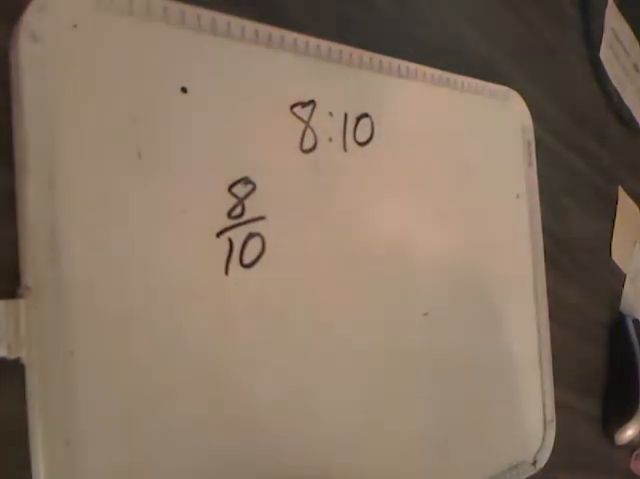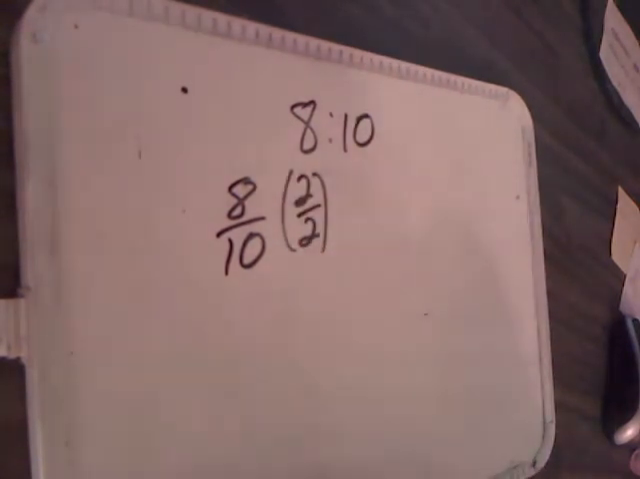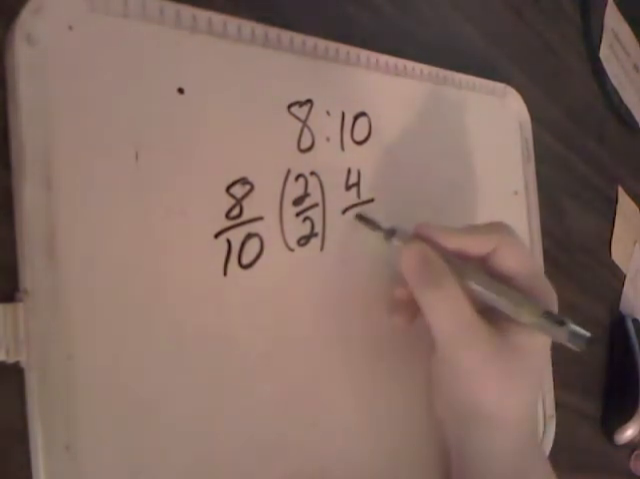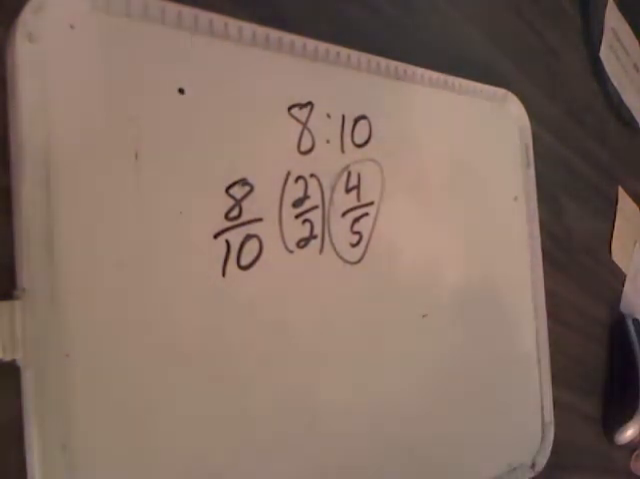I know that 8 and 10 can both be divided by 2, so I'm going to be dividing by 2 over 2. 8 divided by 2 is 4, 10 divided by 2 is 5. There's my reduced, simplified ratio.